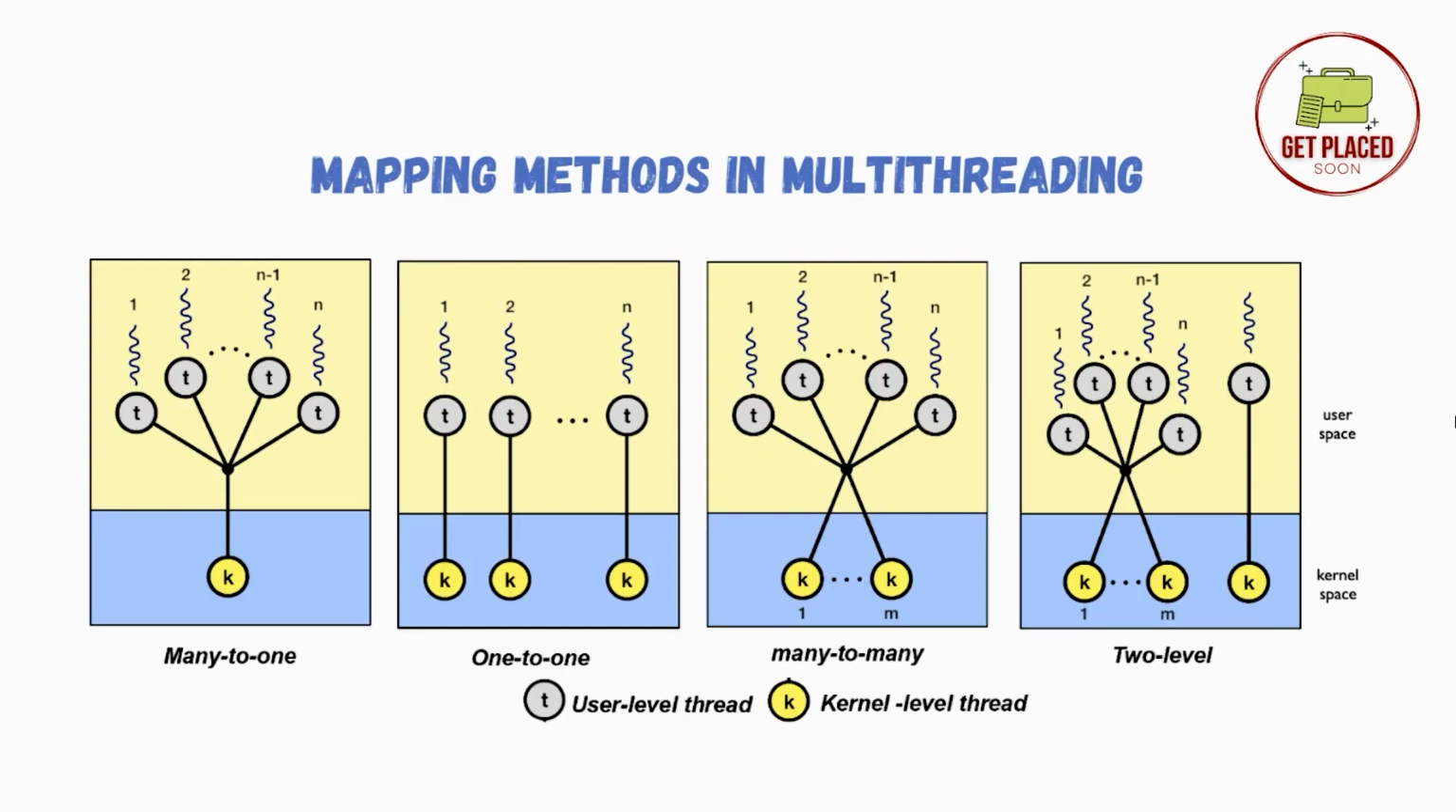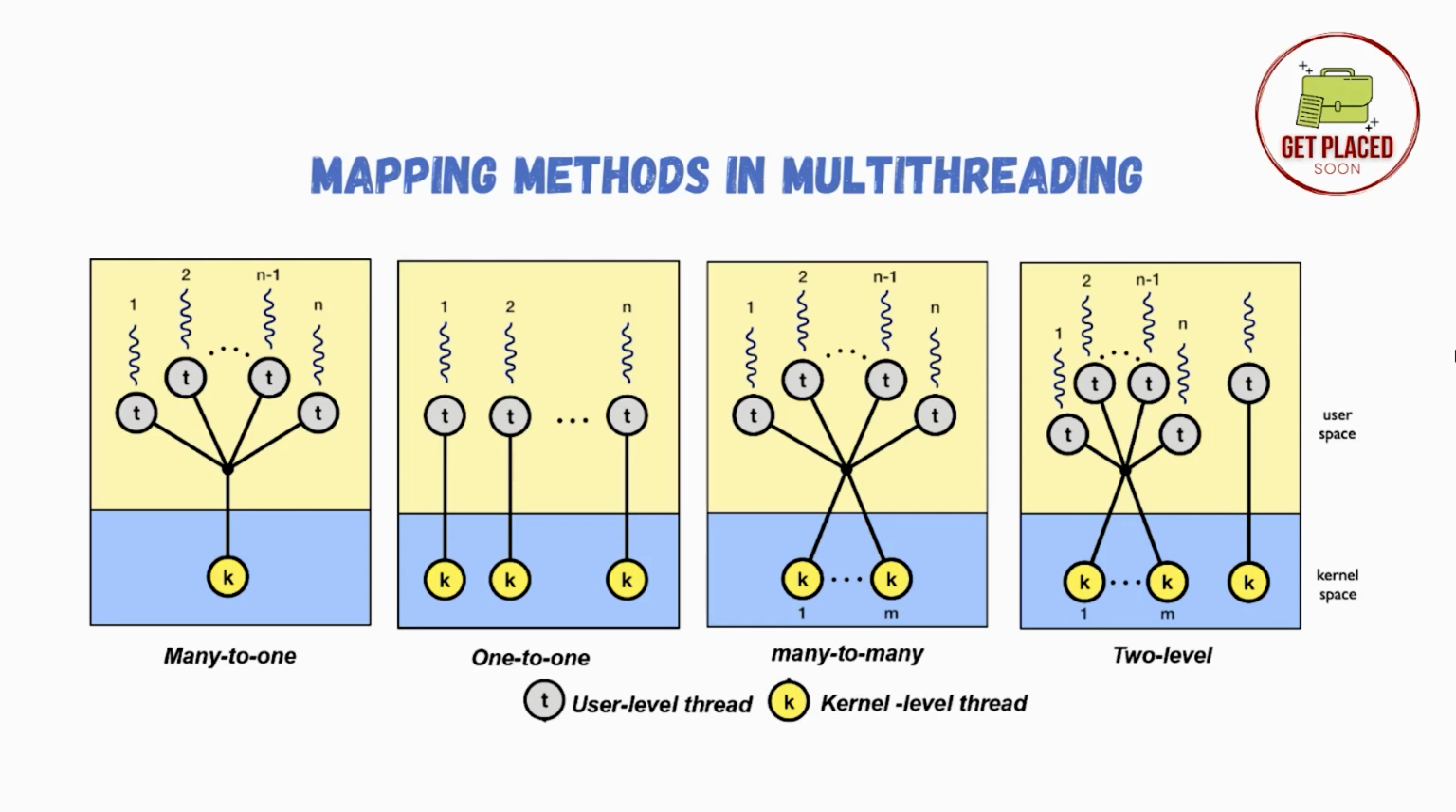Moving ahead, let's understand the mapping methods in multithreading. We know user mode, we know kernel mode, we know that multi-threading means multiple threads are present. Now let's understand how these things are mapped. There are many ways, that is many to one, one to one, many to many, two level. We'll look and understand. We already discussed multi-threading, which means multiple threads in the process run simultaneously, right? So how are these multiple threads mapped, how are the user level threads and kernel level threads mapped?